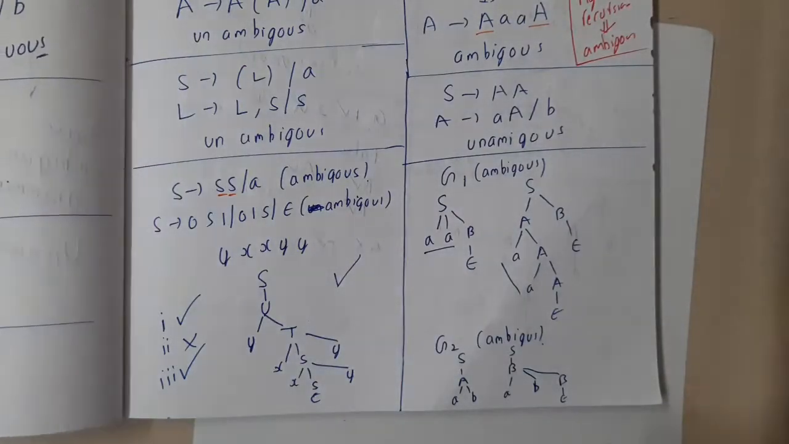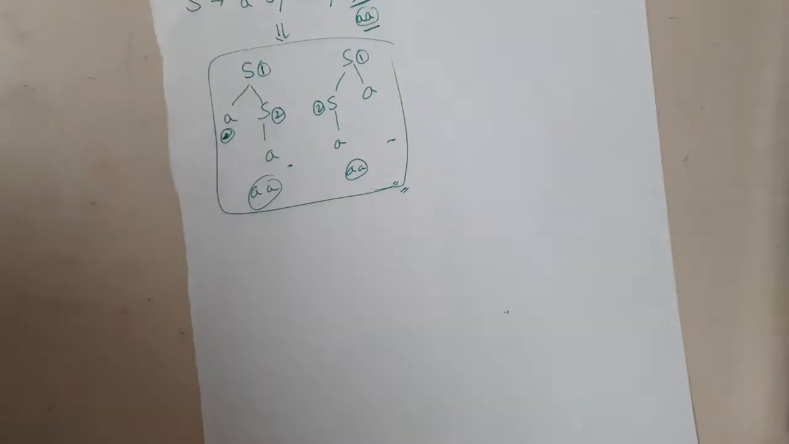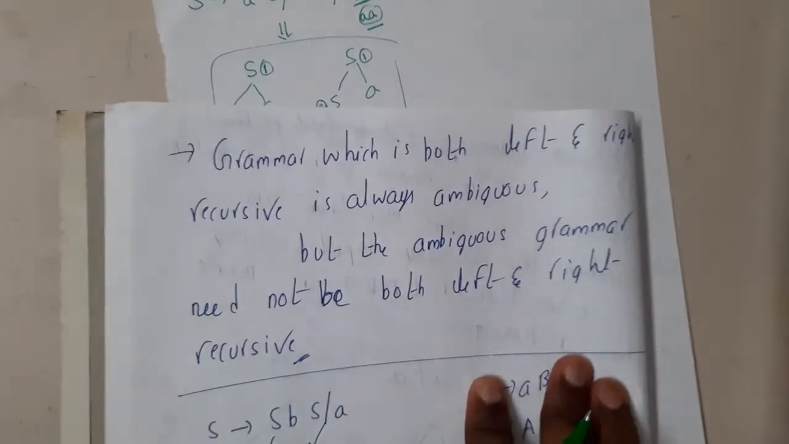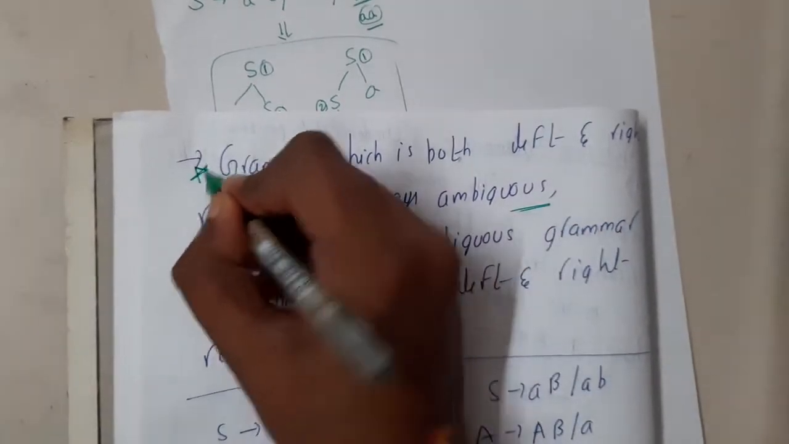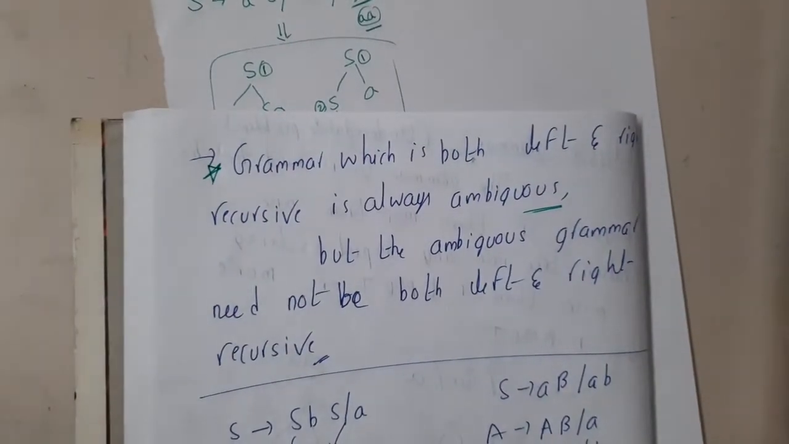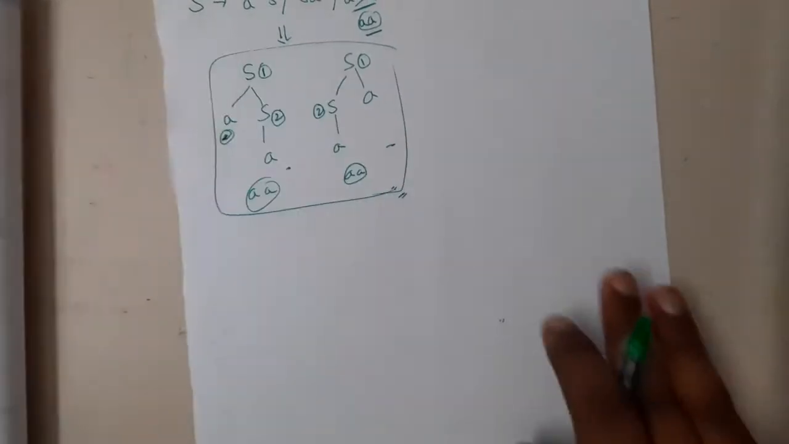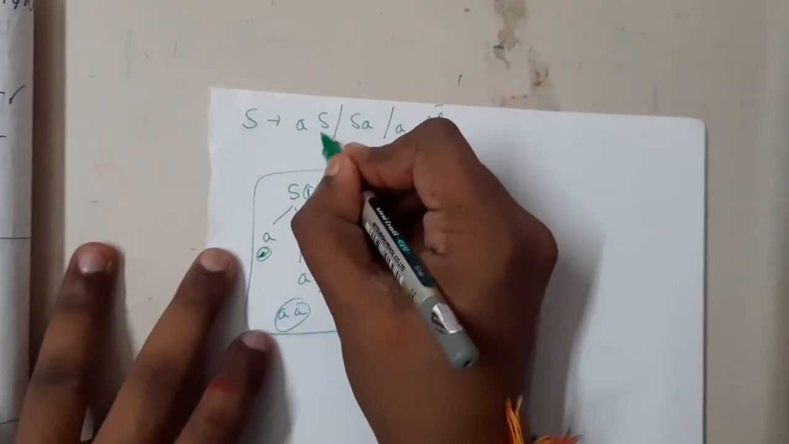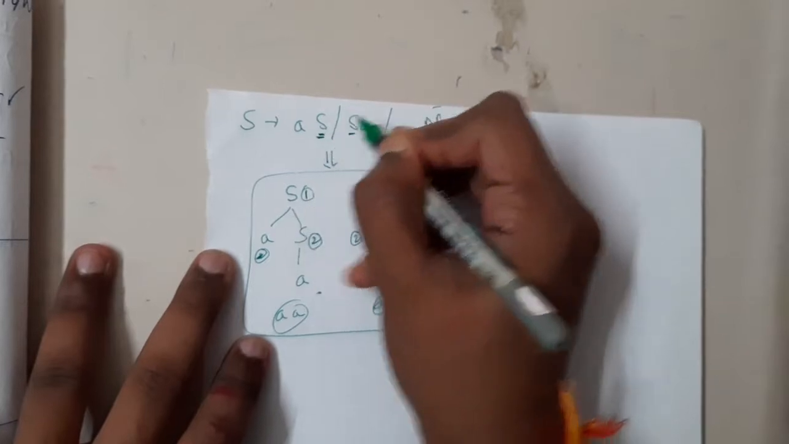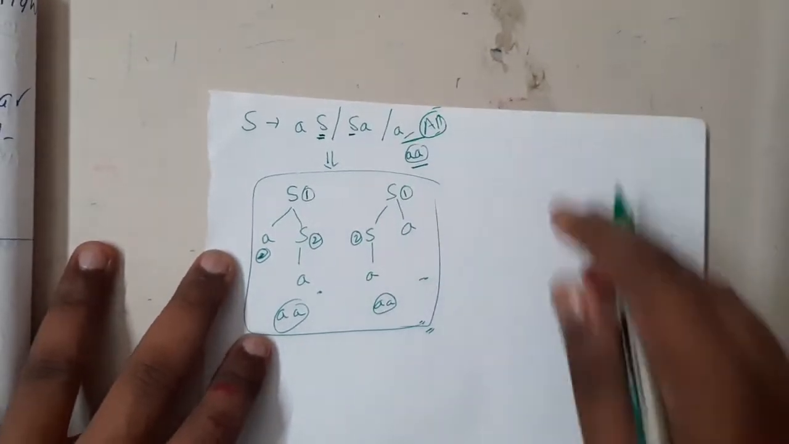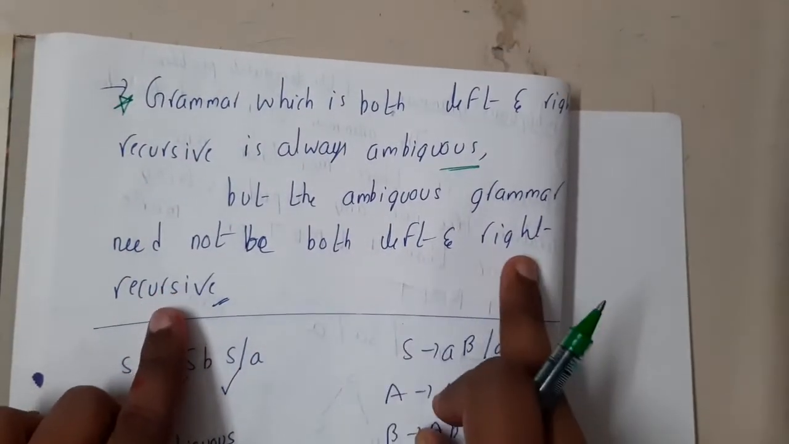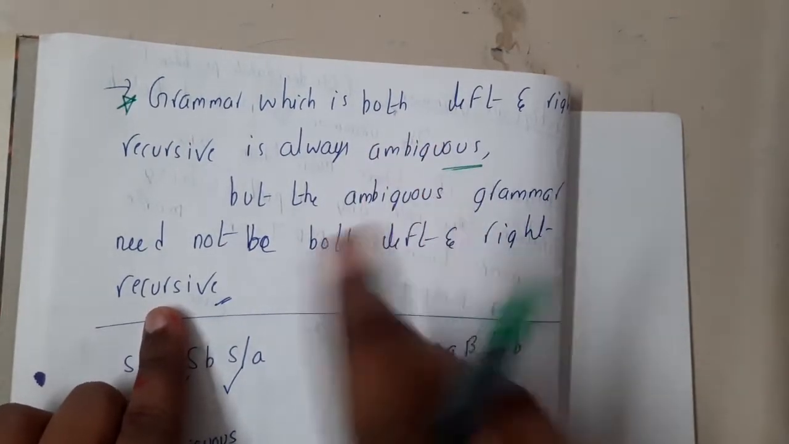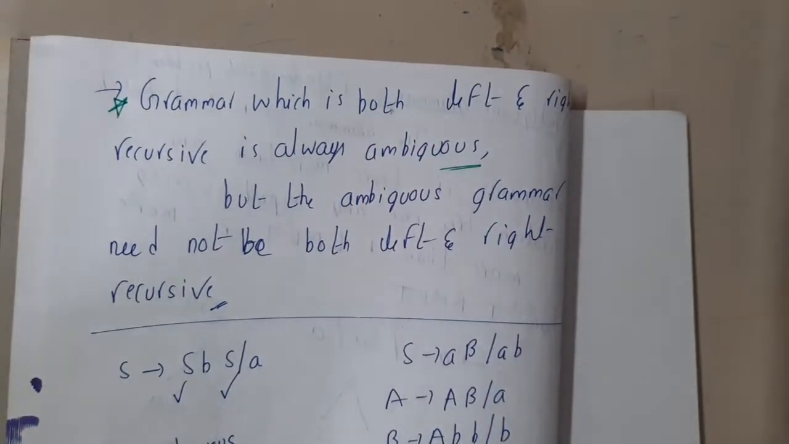Now most of the students are like, okay, we are understanding some things. A grammar which is both left and right recursive is always ambiguous. This is a most important point. If you see a grammar having both left and right recursion, you can directly conclude it is ambiguous, with no need of drawing this diagram. But an ambiguous grammar need not be left-right recursive, so that single condition cannot judge whether it is ambiguous or not.